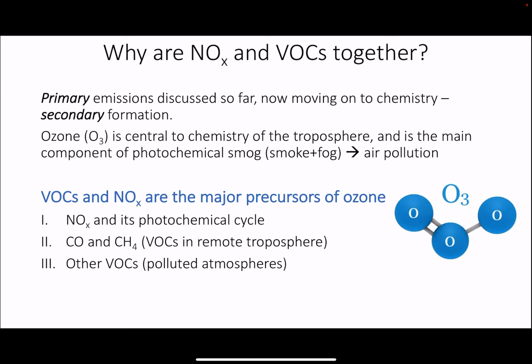Ozone is central to the chemistry of the troposphere. It's one of the main components of photochemical smog, basically air pollution. And VOCs and NOx together are the major precursors of ozone. So we're going to start by talking about NOx itself and its photochemical cycle. And then we're going to move on to talking about CO and methane, because those are the main VOCs in the remote troposphere, the main VOCs absent human influence. And then we'll move on to talk about the influence of other VOCs and how that works with polluted atmospheres.